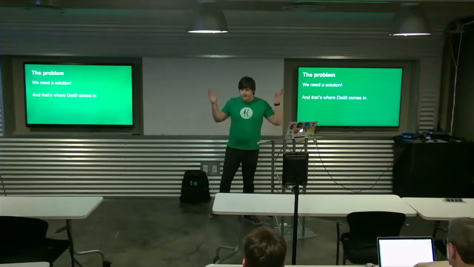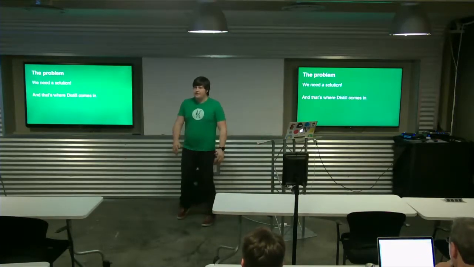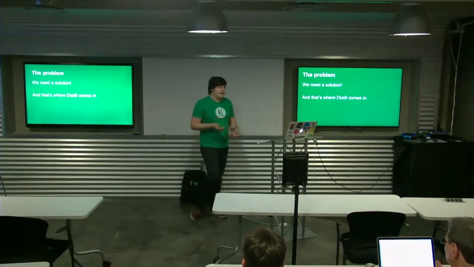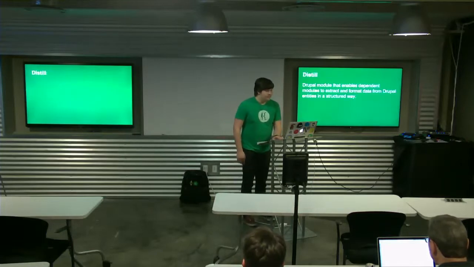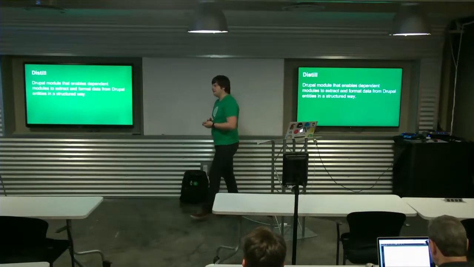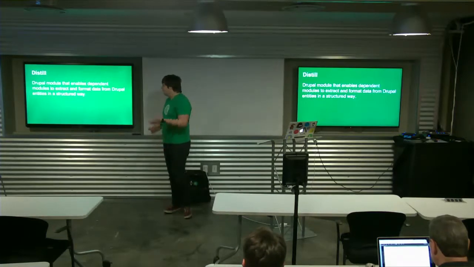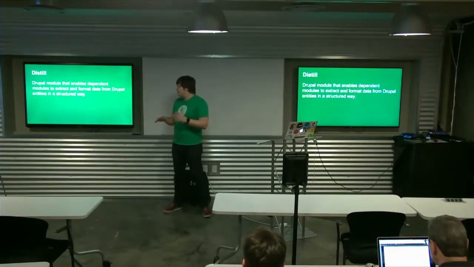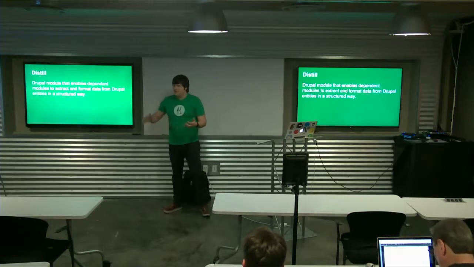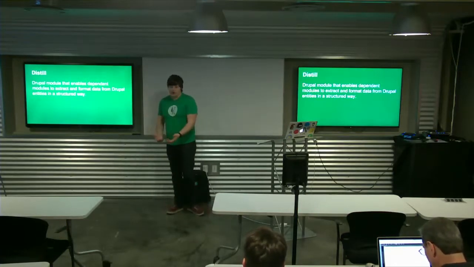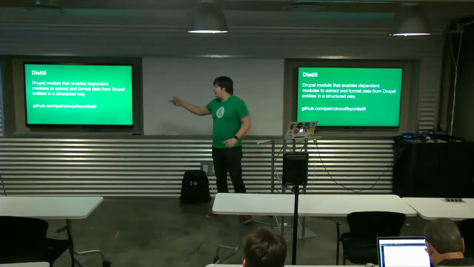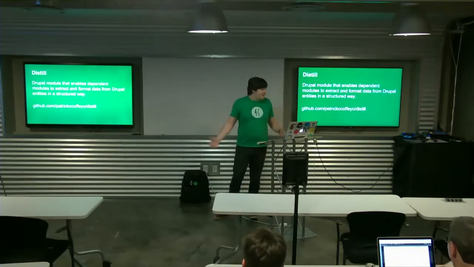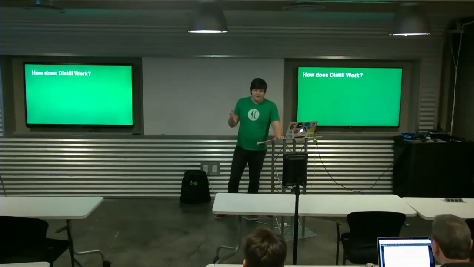And so that's where this thing that I call Distill comes in. It's something that I wrote when I was inspired by that project I was referring to earlier. And Distill, what is Distill? Well, Distill is a Drupal module that enables dependent modules to take data out of these objects and format them in a very, very structured and organized way, in a way that makes sense. And this is the project URL. Not clickable, obviously, because it's up here, so it's kind of useless, but there it is. I'll show it to you later.